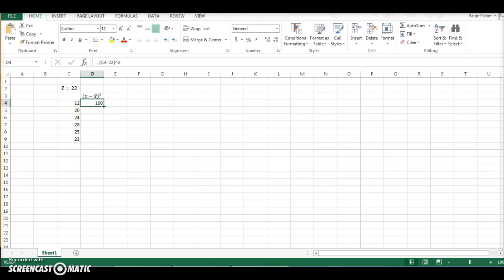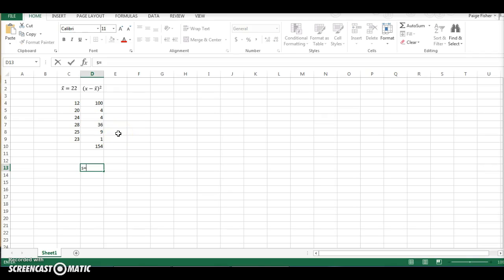So in Excel, you don't actually have to do this all the time. You can just grab this corner and drag it down, and that gives us all of them. And we can check the last observation just to see if it worked. So we have 23 minus the mean, 22, and we get 1, and square that, and we have 1. To sum this, all you have to do is click auto sum, and that sums all of the observations.